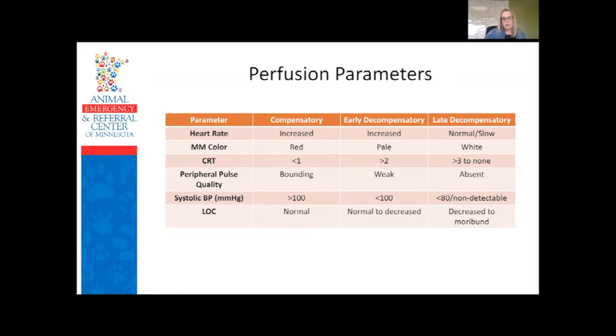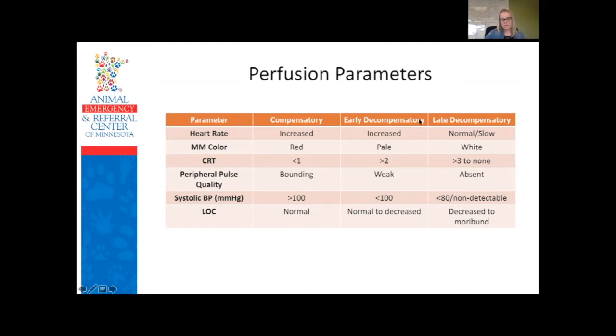These patients typically also have a normal blood pressure, so we're not going to see them be hypotensive just yet. And then their level of consciousness, so the LOC, is typically pretty normal. You're not going to look at this patient and go, oh, you're the sickest of the sick, until you start to look at your perfusion parameters, and then you might be clued into something going on.